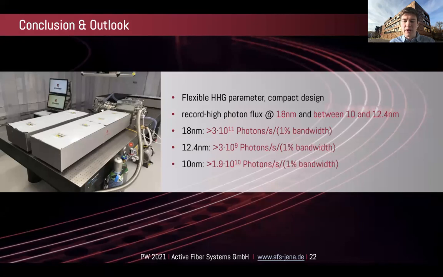To put this into numbers, at 18 nanometer, the source delivers more than 3 times 10 to the 11 photons per second in a 1% bandwidth. At 12.4 nanometer, it's still more than 3 times 10 to the 9 photons per second at a 1% bandwidth. And even at 10 nanometer, we still have more than 10 to the 10 photons per second, also in a 1% bandwidth. So that means on a very compact footprint, you can have the most powerful XUV source to drive your experiments.